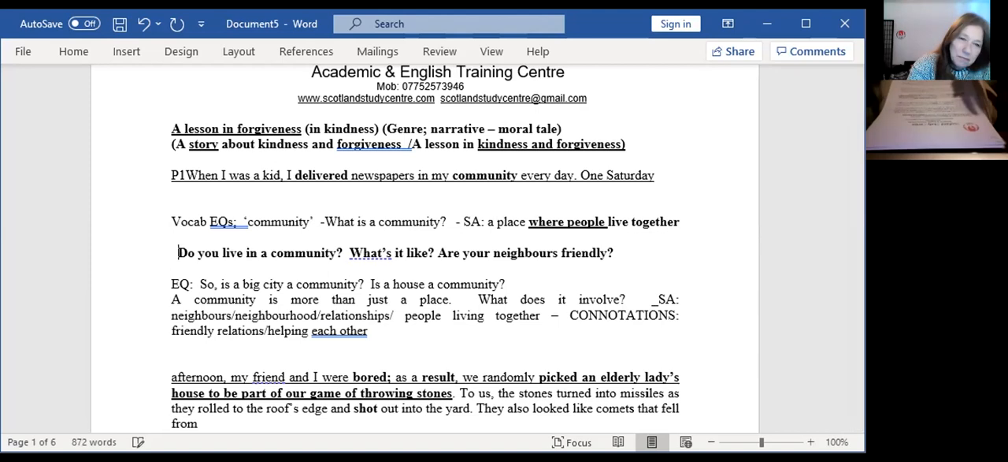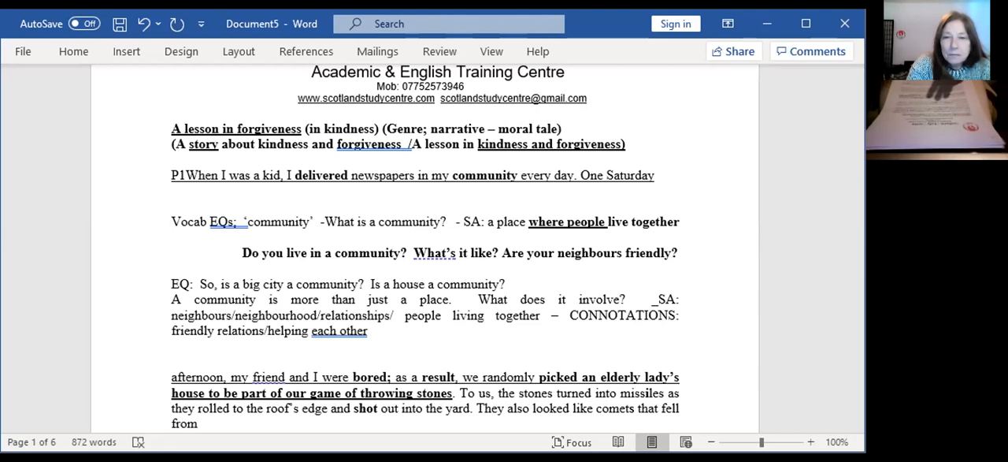I think after students learn the word community, you live in a community, what is it like? Are your neighbors friendly? I think these three questions are like concept checking questions. After students learn this word, the teacher has to check whether students understand the full meaning.